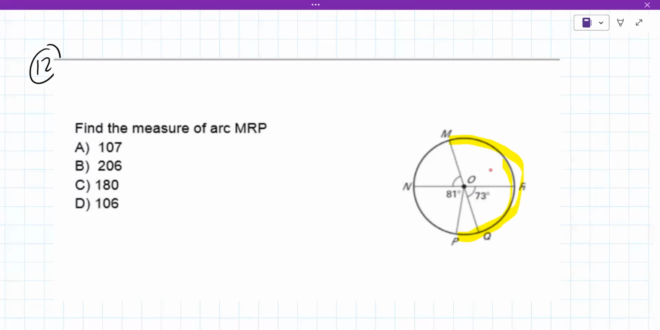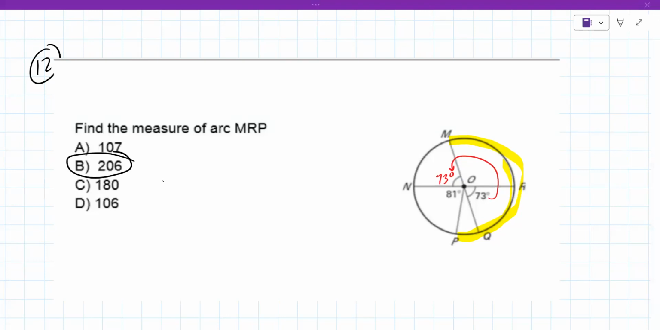I know there's 360 degrees in a full circle, and I know one side is going to be 81, so I can subtract 81 from that. And the one on the other side is the same as the one across from it. They're called vertical angles. So I do 360 minus 81 and then minus 73, and that leaves me at the end with answer B, 206. Yeah, very good.